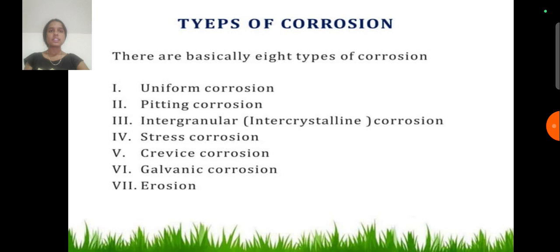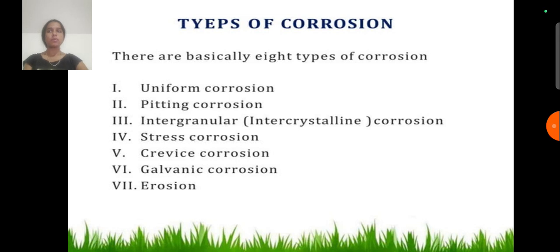And next, the types of corrosion. There are basically 8 types of corrosion: first is uniform corrosion, pitting corrosion, intergranular corrosion, stress corrosion, crevice corrosion, galvanic corrosion, and the last one is erosion. Let us discuss them one by one.